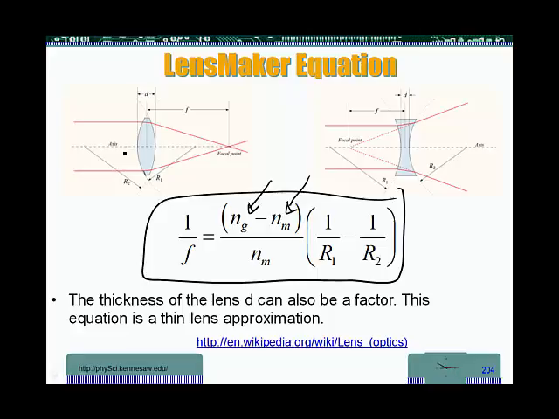Okay, now this equation again approximates a thin lens. It does not take into account a possible thickness of the lens, d. I took these pictures from Wikipedia where they show the d. If you go to that website, you can find another expression where you have another term added to account for the d. I'm not going to get into it here. We are going to use the thin lens approximation where d is essentially 0.